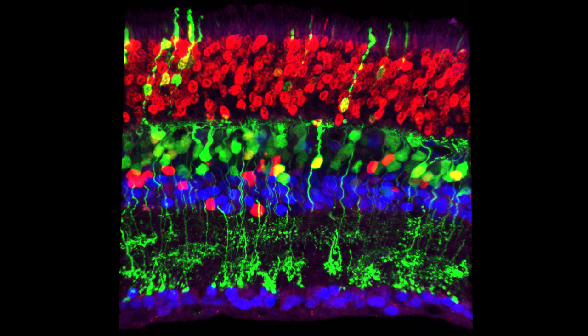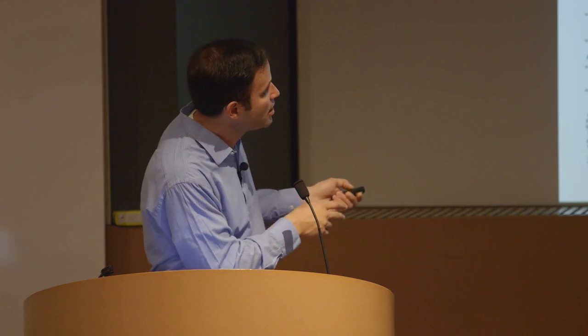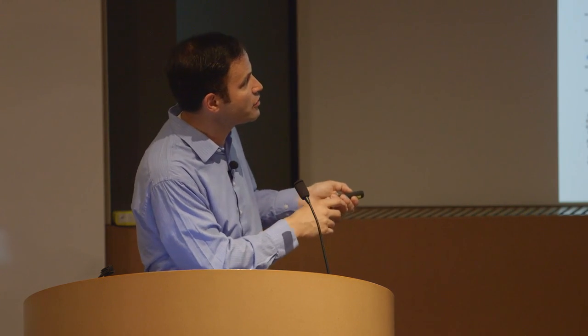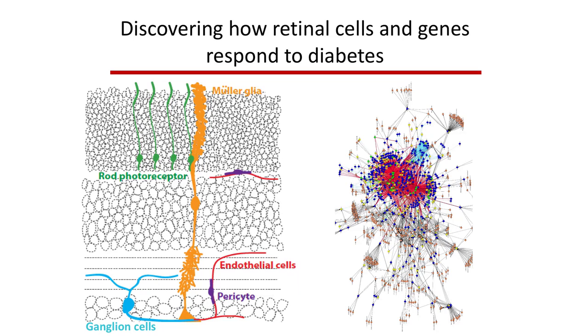We can label up and mark all of the different cell types in the retina with fluorescent proteins that let us see inside. And Sui Wang is actually figuring out how all of those cells respond to diabetic retinopathy so that she can discover the next generation of therapies. So lots of exciting advances on the biology side.